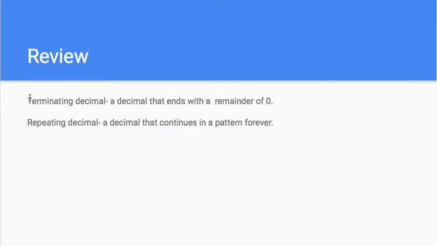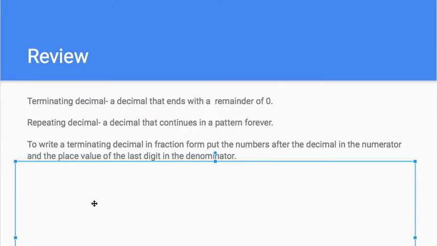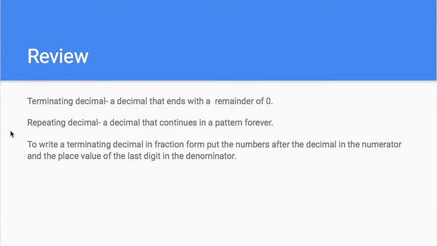Now, a repeating decimal is a decimal that continues in a pattern forever. So like 0.123, 123, 123, 123. The same three numbers keep repeating in the exact same order. So that's a repeating decimal. And remember, in order to take a terminating decimal and rewrite it in fraction form, you take the numbers after the decimal point and they go in the numerator, and then the place value of the last digit goes in the denominator.